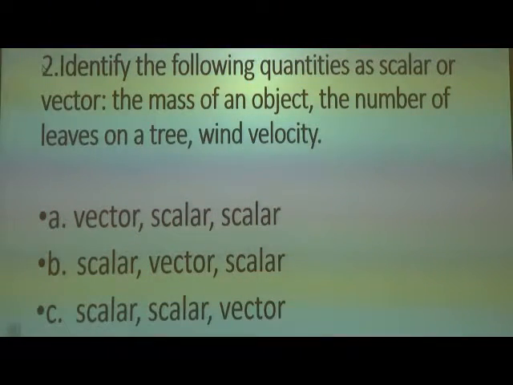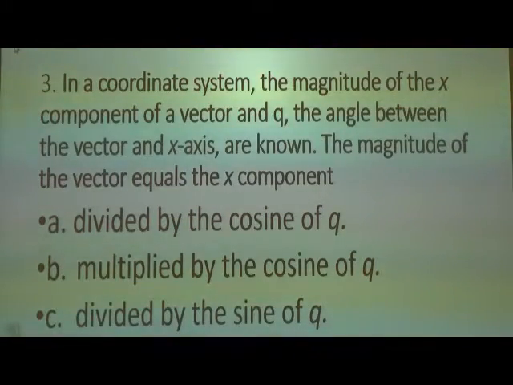I hope you chose C. Mass of an object is scalar, has no direction. Number of leaves is scalar, has magnitude, no direction. But wind velocity, velocity is the key. It has direction, so it's a vector. So C is the correct answer. Let's go to the next one. Alright, let's look at number 3.